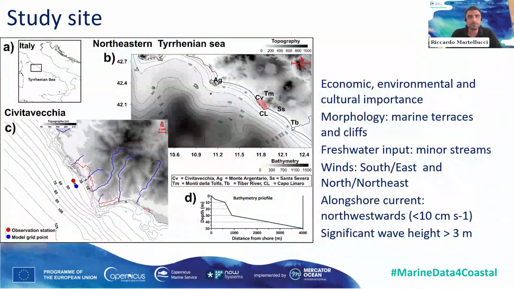So, in our case, this is the study site that was placed in the Tyrrhenian Sea. This is an area with high economic and environmental importance, and it hosts a very big touristic harbor. So there is a lot of pollution related to the coastal use. And the morphology was characterized by marine terrace. There is low freshwater input.